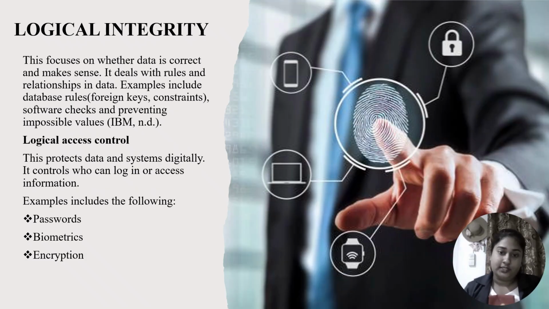Logical integrity. Logical integrity ensures that data is correct and makes sense within a system. It ensures that data follows certain rules. For example, a database should not allow a date of birth in the future or negative account balances. This keeps information consistent and reliable.